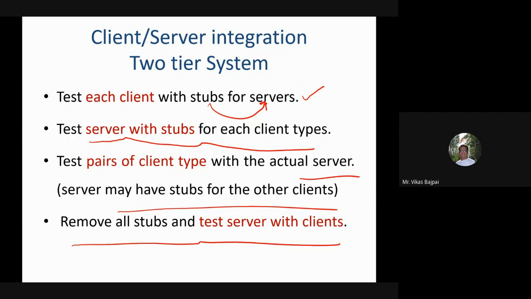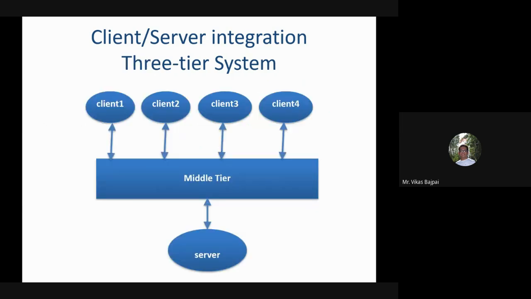Next is a three-tier system, right? So in this, on this side I have the client, and additionally I have a middle tier, which makes it a three-tier system, and then I have a server here.